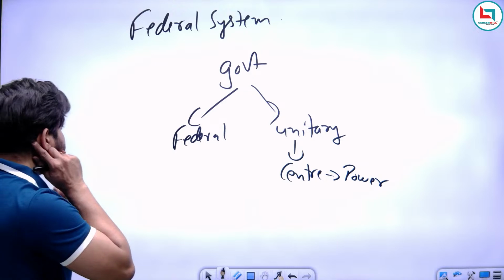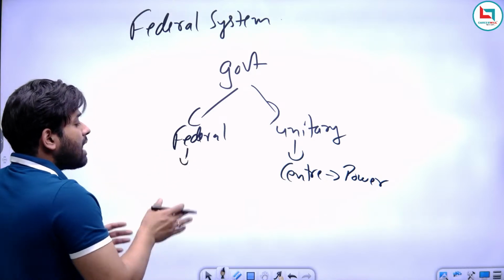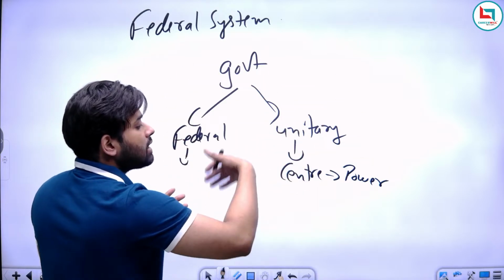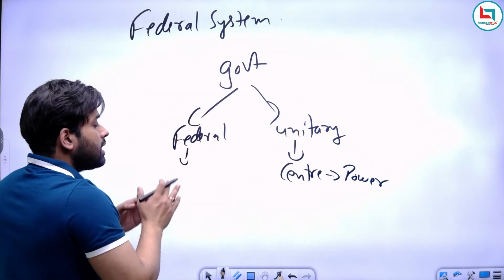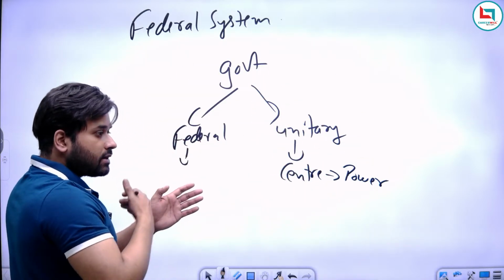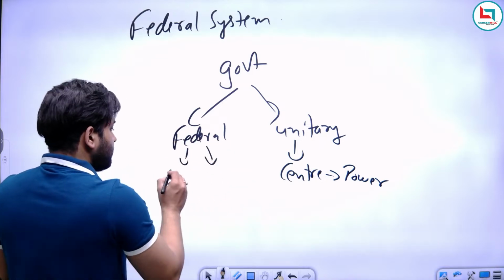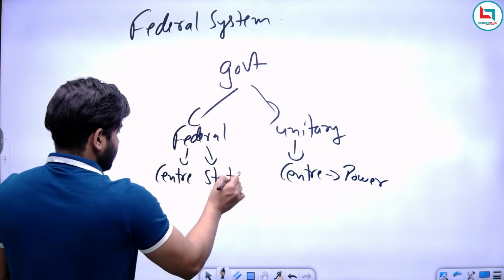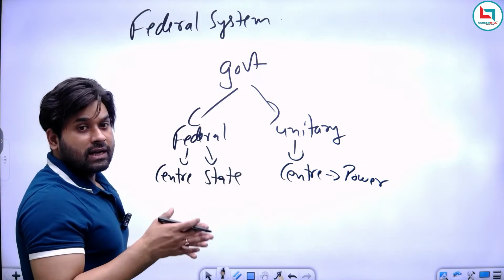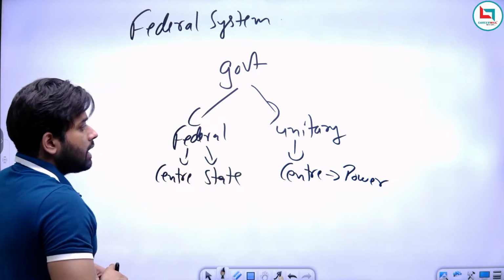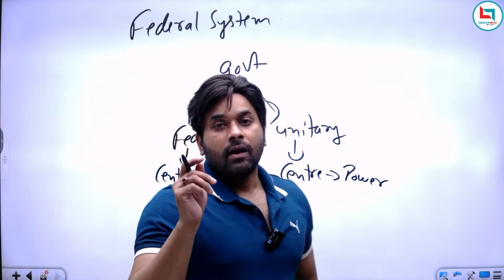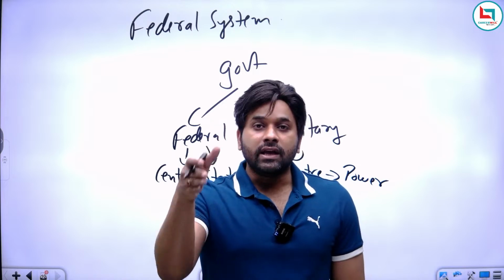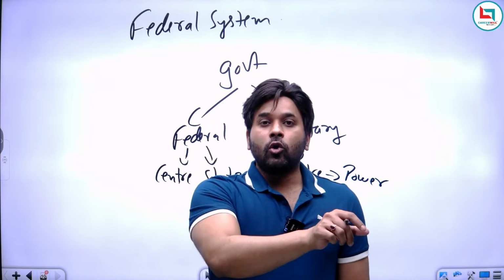And in the federal system, what happens? The powers are divided between the center and the states. So in unitary system, all the powers are with center, and in federal system, the powers are divided between the center and the states. So in federal government, we will see 2 levels of government. The first is center and the second is state, because powers are divided between these 2. Now we can say whether a system is parliamentary or presidential, it depends upon the nature of relation between the two organs of the government.